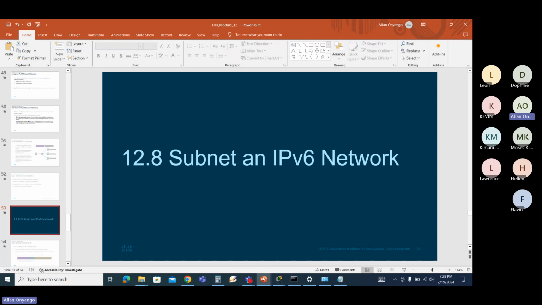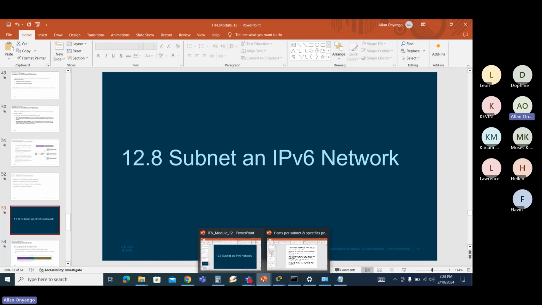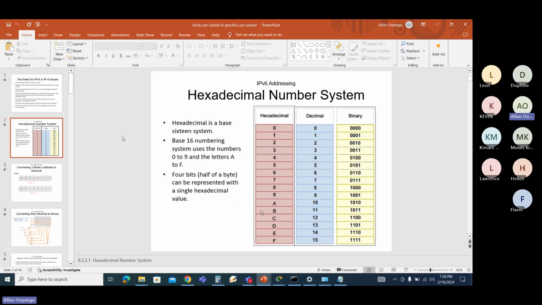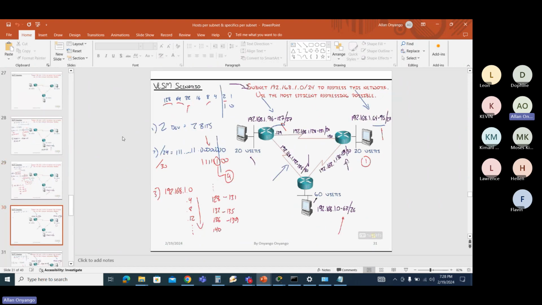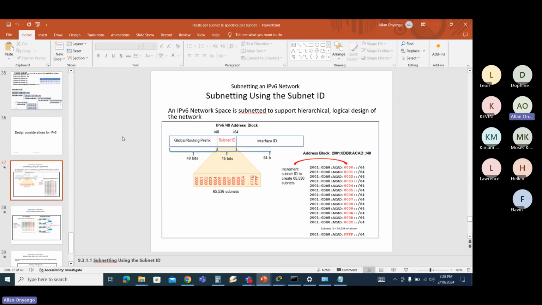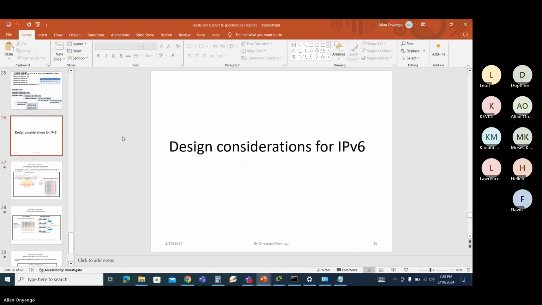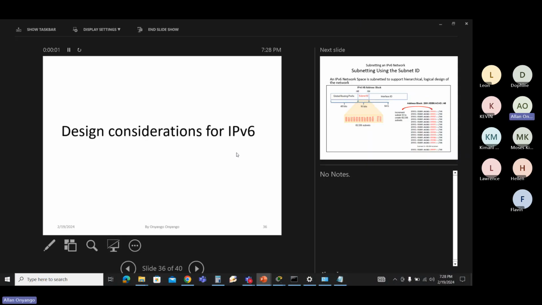Here, subnetting is just one page, by the way, one slide. That's the beautiful thing with subnetting for IPv6. One slide and we are good to go. And I'm going to use this one here. So, subnetting IPv6, very simple.